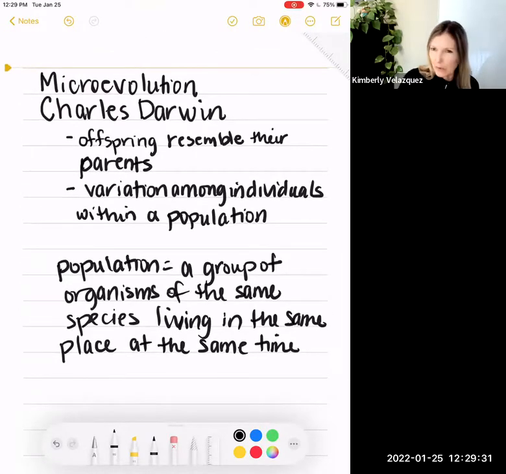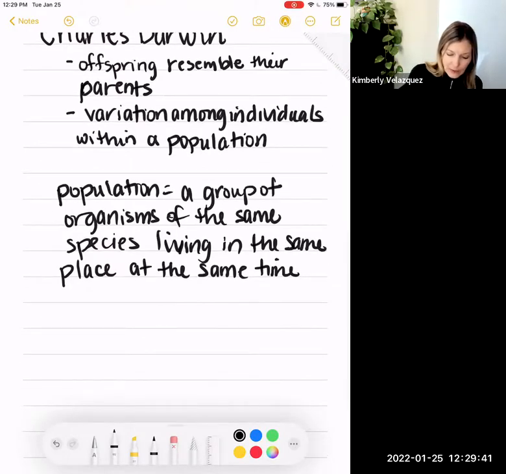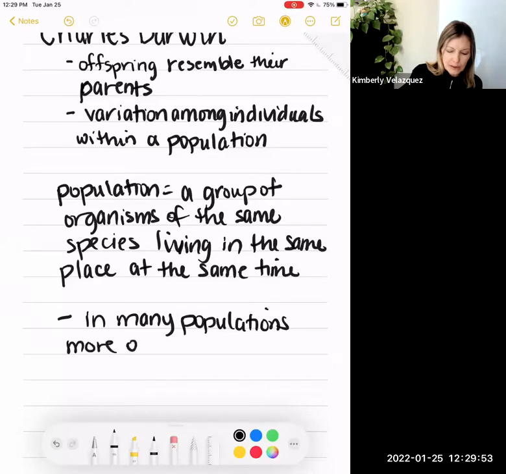So offspring resembled their parents. Again, didn't really understand the mechanism for heredity there, but also noted that there was variation among individuals in a population. One other key thing that he noted is in many populations of organisms, more offspring are born than can survive.